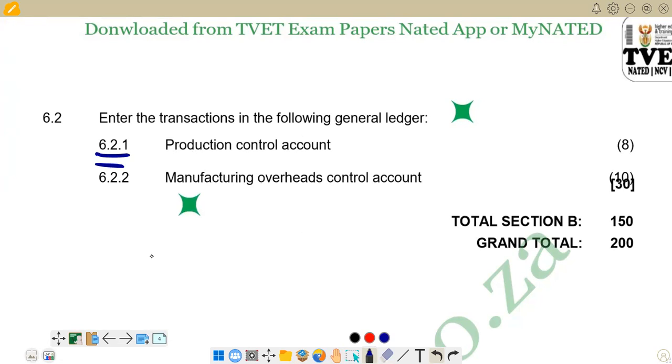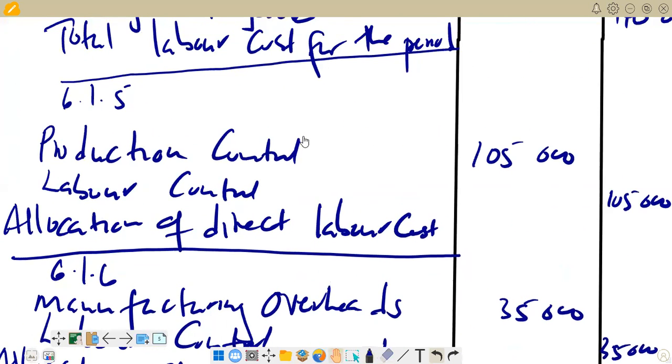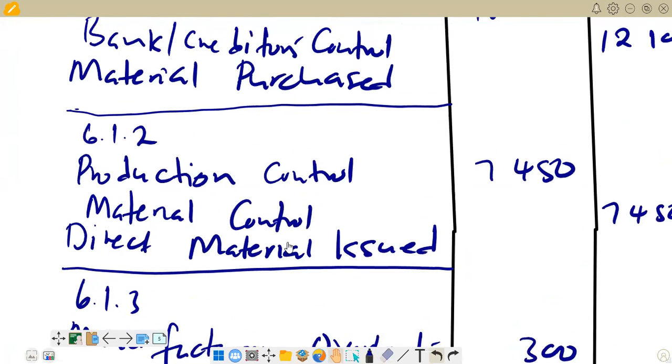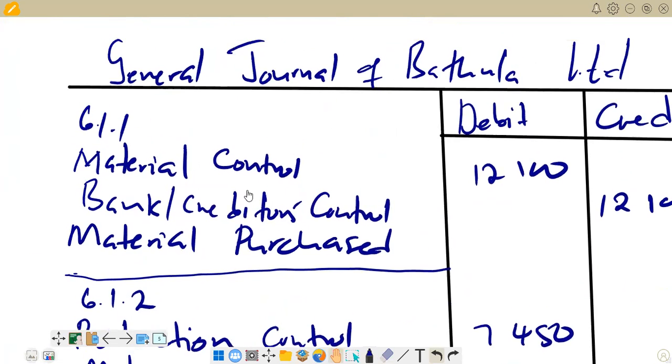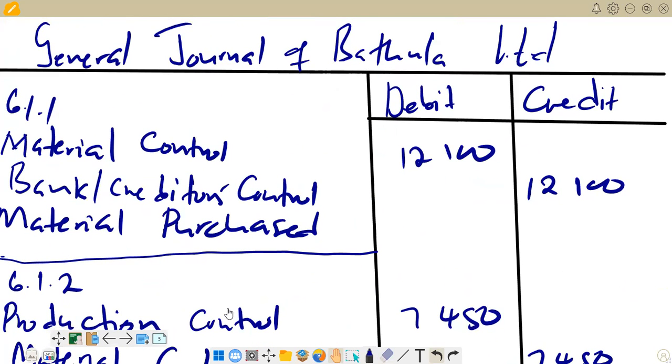So it's not very difficult to prepare this production control because we have already prepared the general journal. So we're just going to pick the figures that we have in the general journal and transfer these figures to the production control. So what are we saying? For the double entry that involves production control, we just pick the figure and then transfer it in the production control account.